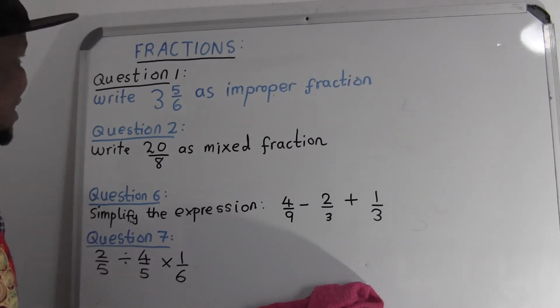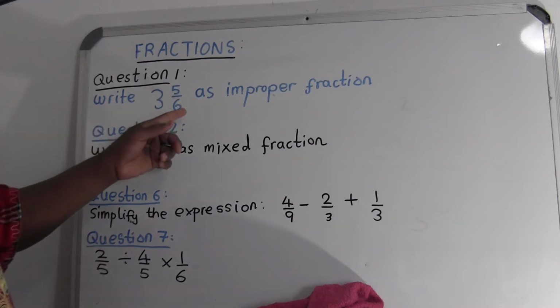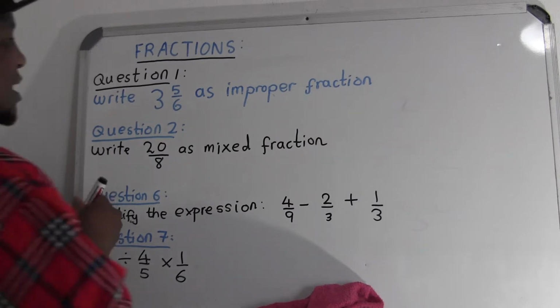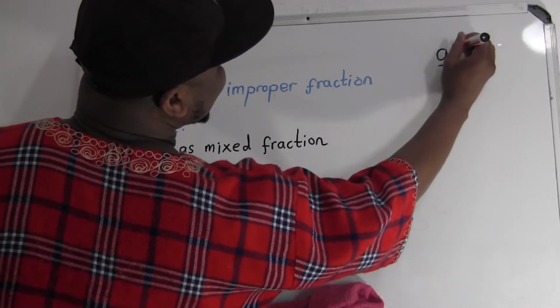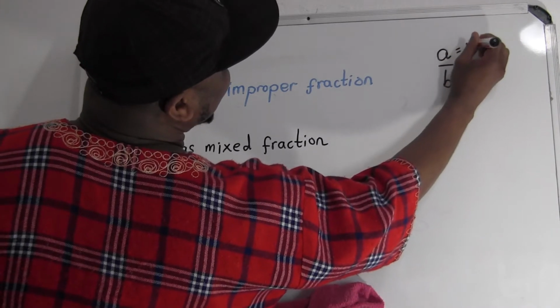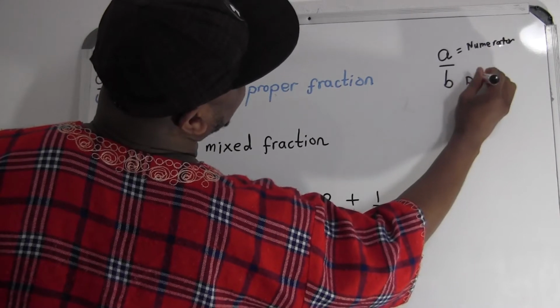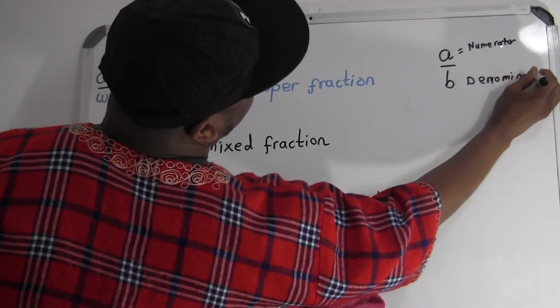So let's get started. Question number one: write 3, 5, 6 as an improper fraction. If somebody says improper, what does that mean? If somebody gives you A over B, this number here we call the numerator, and this one we call the denominator.